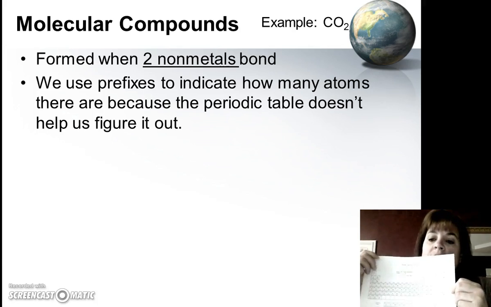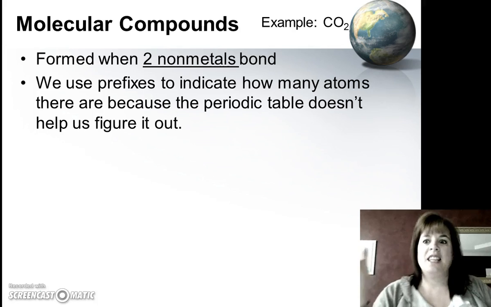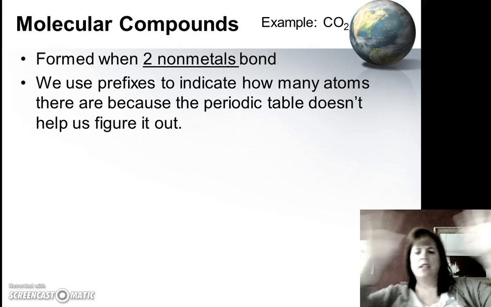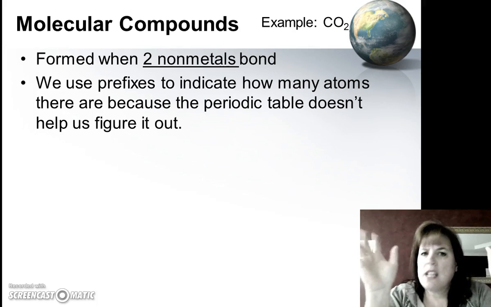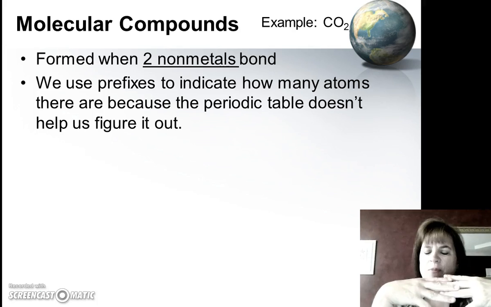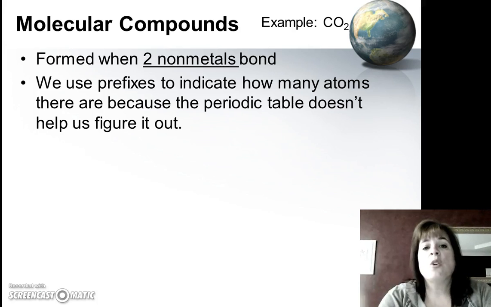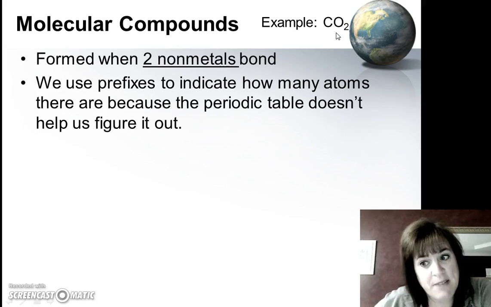Now, what's different about molecular nomenclature from the other nomenclature we've done is that the +1, +2, +3, -3, -2, -1 from the periodic table, we don't use that anymore because the periodic table doesn't actually help us figure out how many go together when I have two nonmetals together. So we're going to use prefixes instead. We're going to use our example here of this bad boy. This bad boy is carbon dioxide.